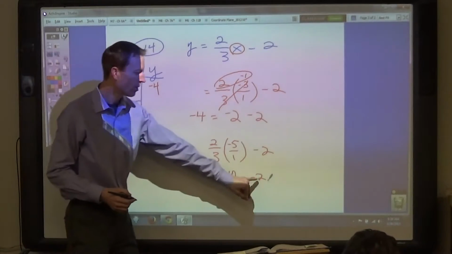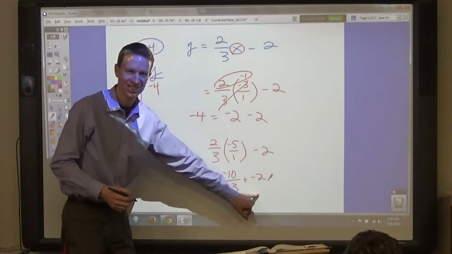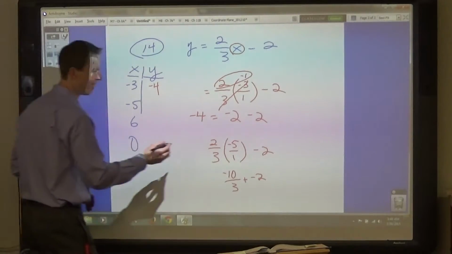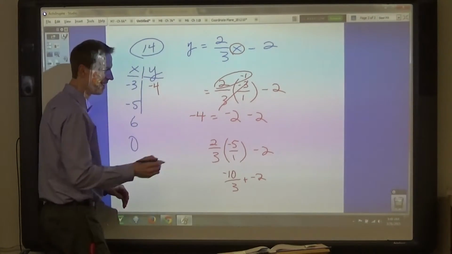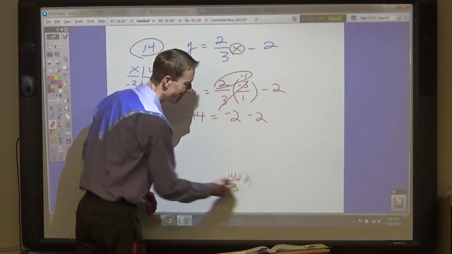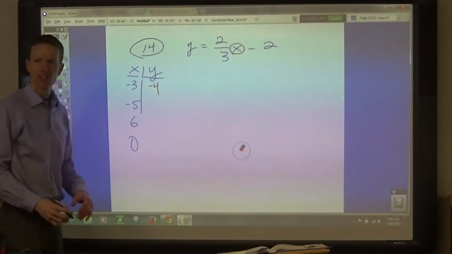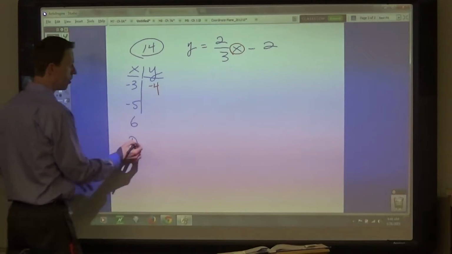Then we'd have to convert this to thirds. Alright? Let's just skip this one altogether. Since we're allowed to pick any numbers we want, I can do 0. Let's try 0 and see how that works.